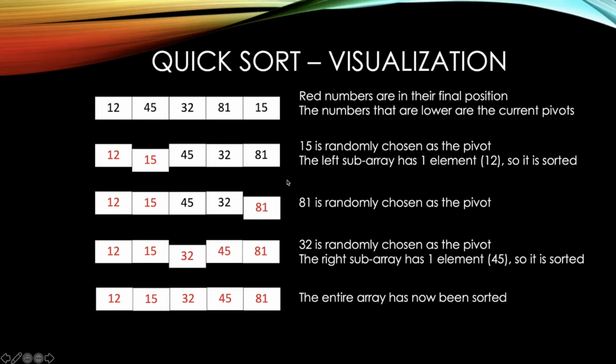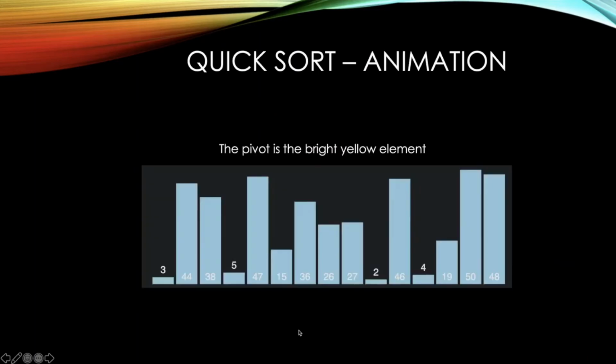A pivot is randomly chosen, here 81, and it's moved to its correct position. 45 and 32 are both smaller than it, so they're put on the left. Once again, we randomly choose a pivot, here 32, because the right subarray, which is only 45, has one element that's sorted, and this is the pivot, so it's sorted. And in the end, you have a sorted array.